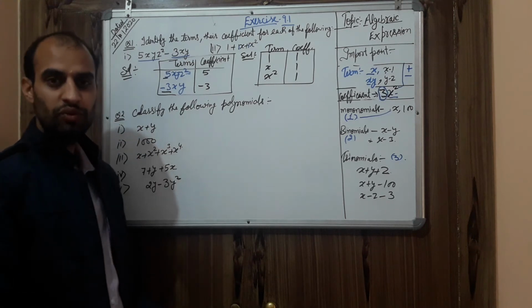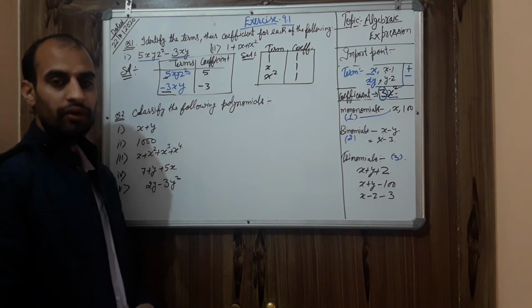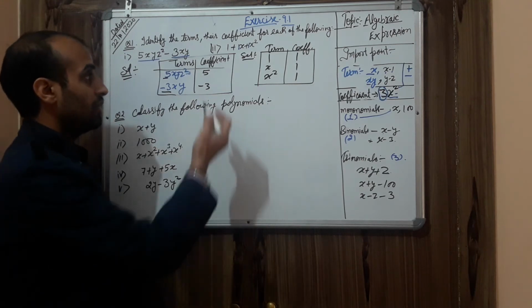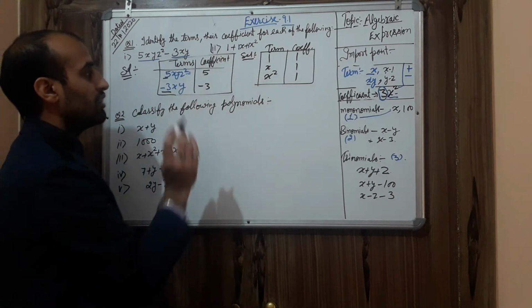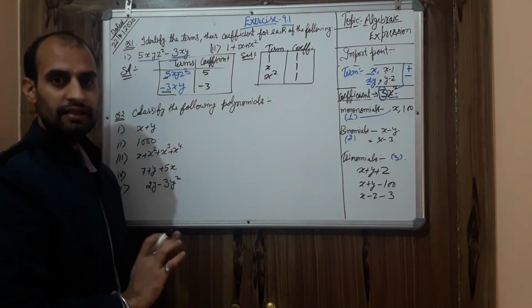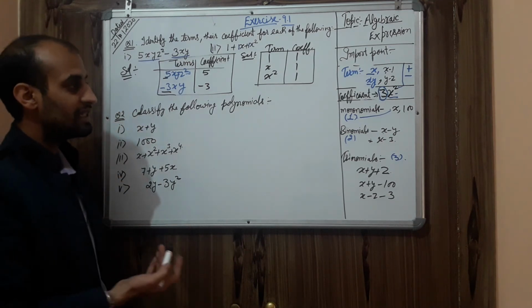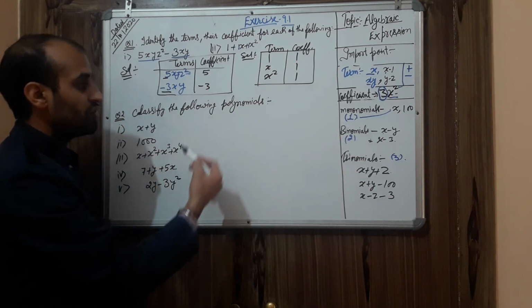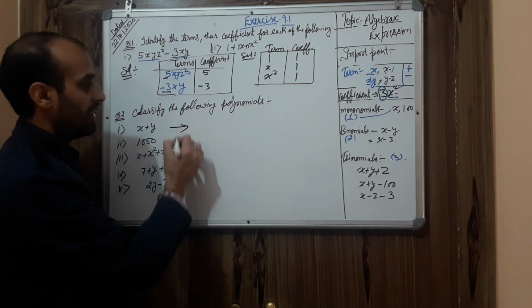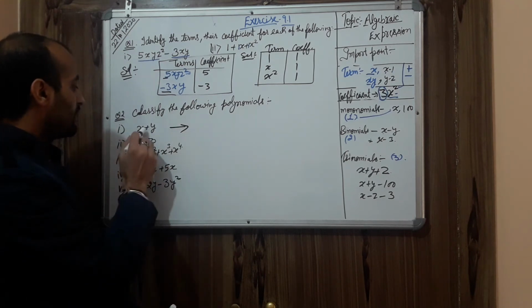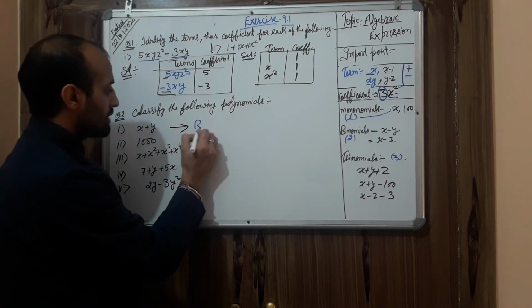So I hope, my dear student, it is clear to you how to separate out terms and their coefficients. Terms means how many terms are there, like 1, 2, 3, and terms are always separated by plus and minus signs. So let's come to question number 2. Now we are going to classify, using this data, which one is monomial, binomial and trinomial. So first one is x plus y. You can see x plus y, this is the first term and second term. There are two terms, so it is known as binomial.